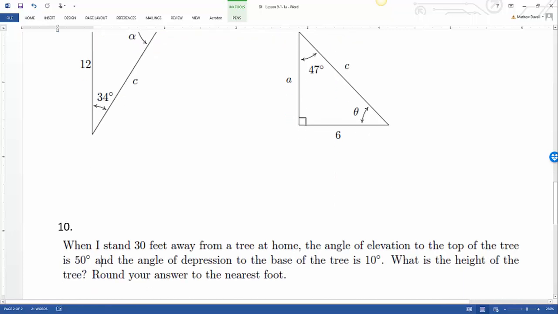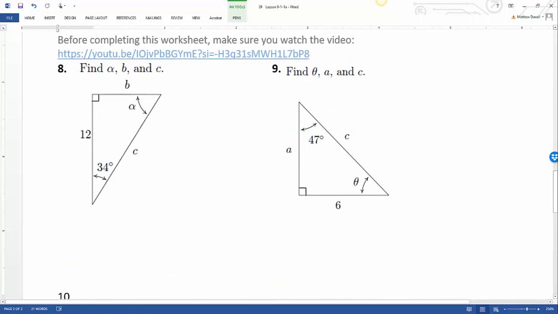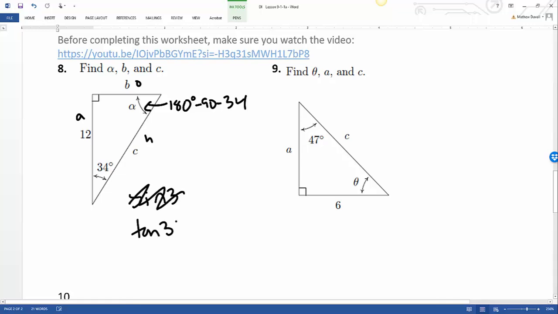And then for these, just remember, find your different angles. You're going to set up like SOHCAHTOA and things like that for it. So from 34 degrees, this is my opposite, this is my adjacent, this is my hypotenuse. And so, to find this, 180 degrees minus 90 minus 34, I have to use adjacent. So I can use the tangent of 34 equals opposite over adjacent.